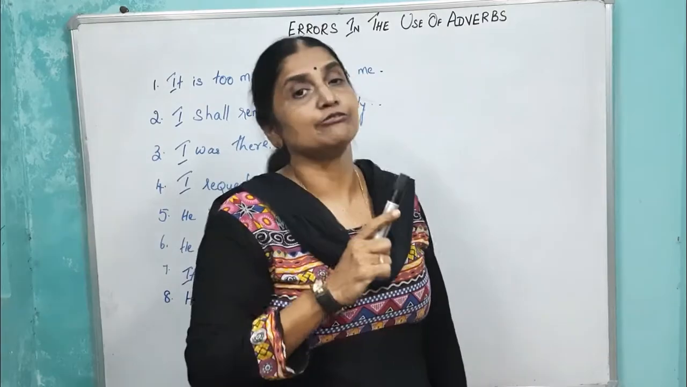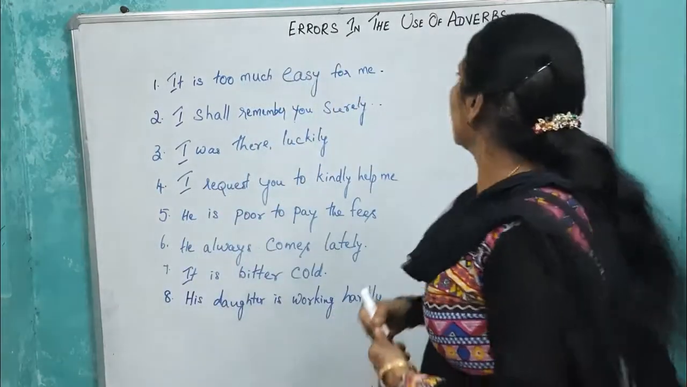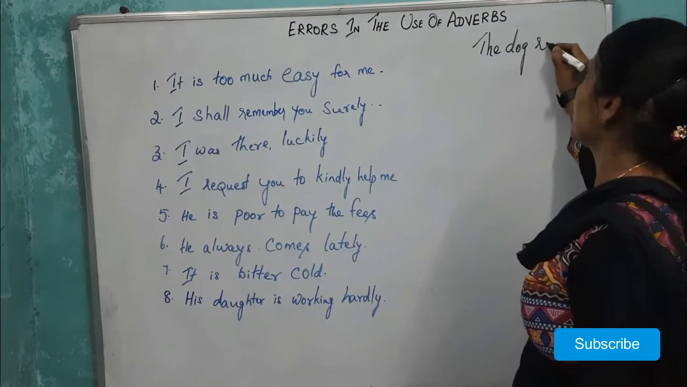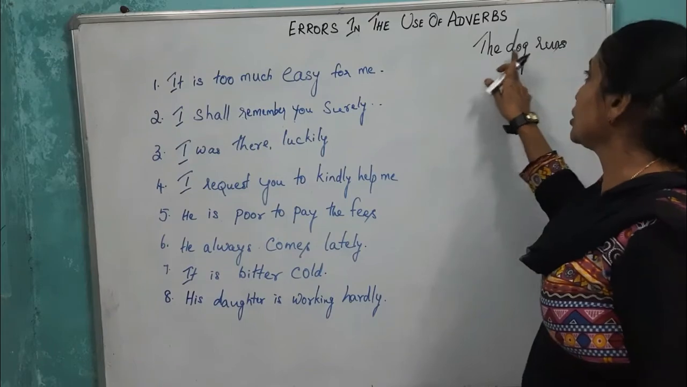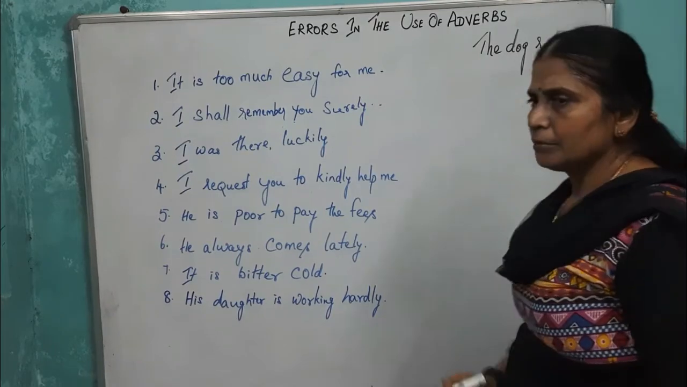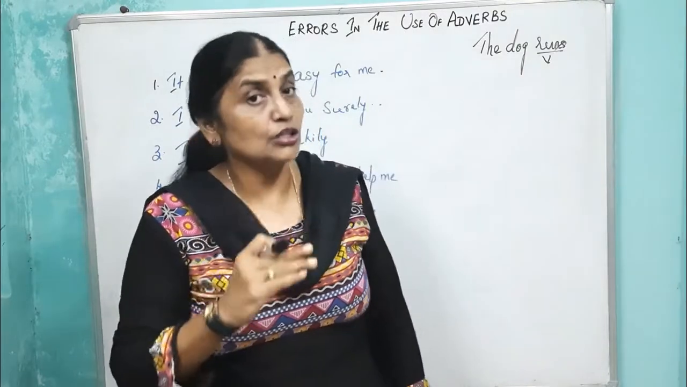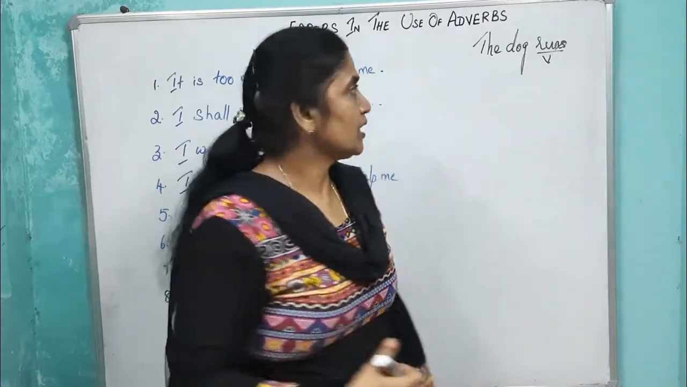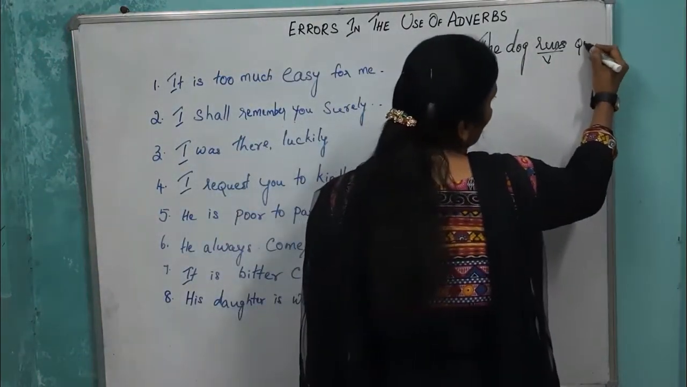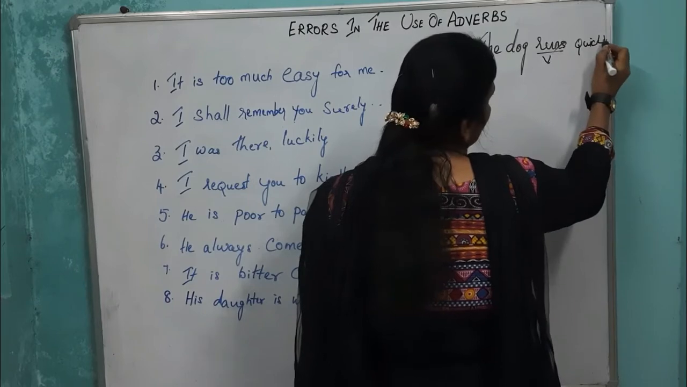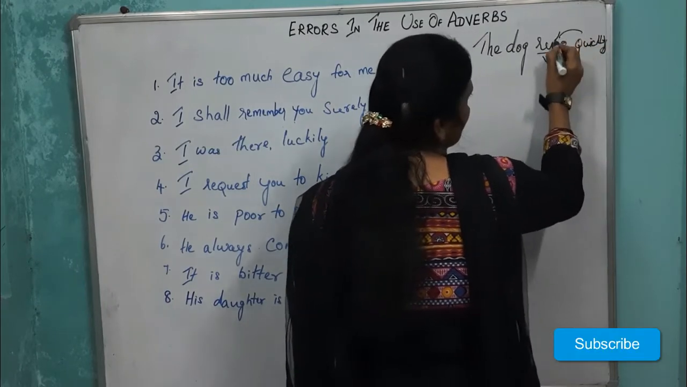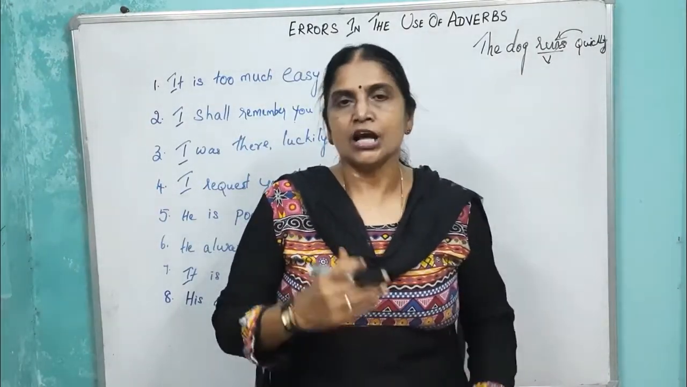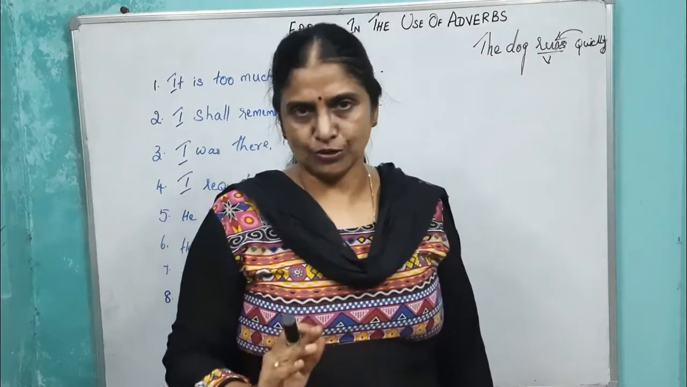An adverb modifies the verb. For example, the dog runs. Runs is the verb, but it shows only the action. You do not know how the action is taking place. Now, the dog runs quickly. If I say the dog runs quickly, this gives us extra information about how the dog is running. This is what we call an adverb.